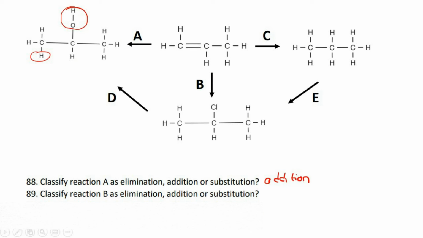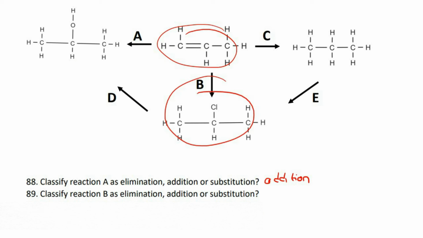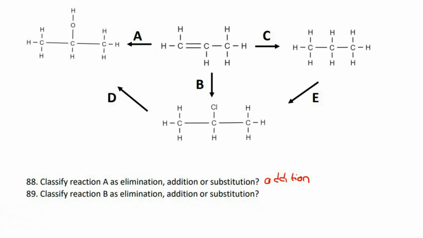reaction. For the next one, it says classify reaction B. Okay, so B is going from the alkene down to here. So once again, we've added a Cl over here, and then we've added a hydrogen over here. So that would also be addition.